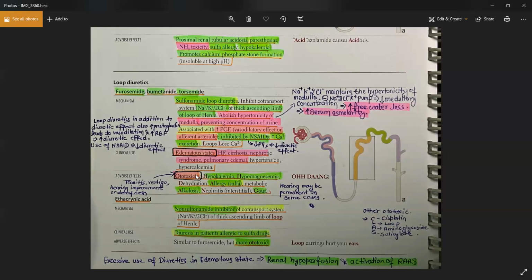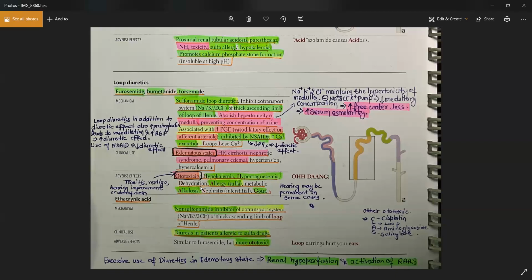Side effects: they are ototoxic drugs, especially if you use them with the aminoglycosides, they will cause hearing loss, vertigo, and tinnitus. Ringing in the ear will be seen, dizziness will be there, hearing impairment will be there. Hypokalemia can happen. Hypomagnesemia can happen. Hyponatremia, of course, can happen. Dehydration and sulfur allergies can happen. Alkalosis can happen. Why this alkalosis?